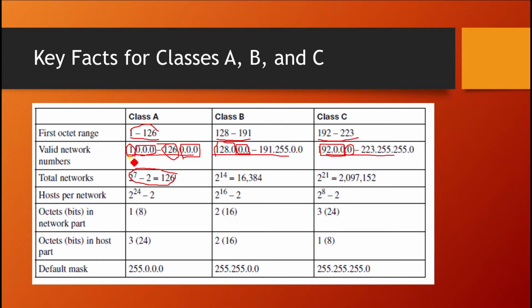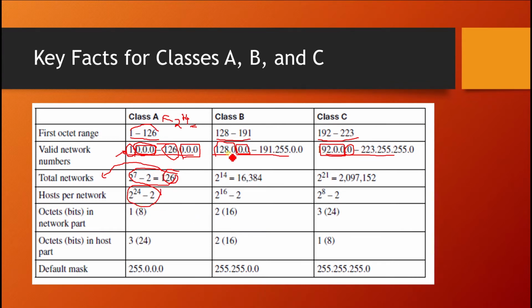If you keep on changing the network bits, you will get different networks. Here the possibility is you can only change this one, from 1 to 126. So there are only 126 different networks we can have in class A. Each network is going to have this many host bits. How many bits are there? Three octets, or three decimal numbers, and each has 8 bits inside. That means 2 to the power of 24 host bits is possible in class A. It's massive.